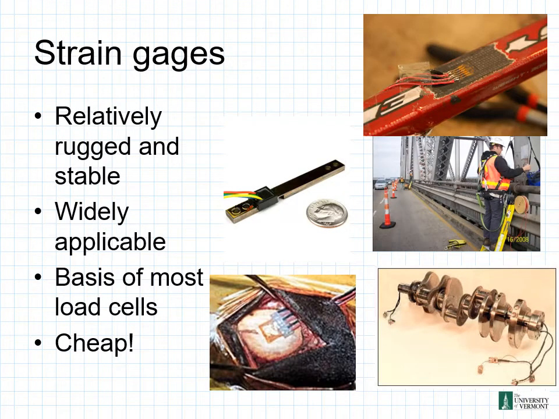So on this page here, we can see some of the applications and uses of strain gauges: sports equipment, motors, bridges, supports, structural. The reason we utilize strain gauges is they're relatively rugged and stable, widely acceptable technology, cheap to purchase, and a lot of the load cells that we'll actually be using, these are the basis of how those are comprised.